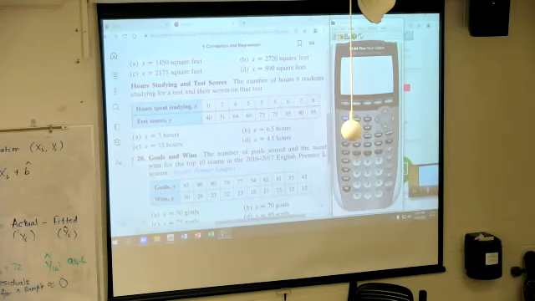First thing to do, enter the data. List one by default would contain the x values.